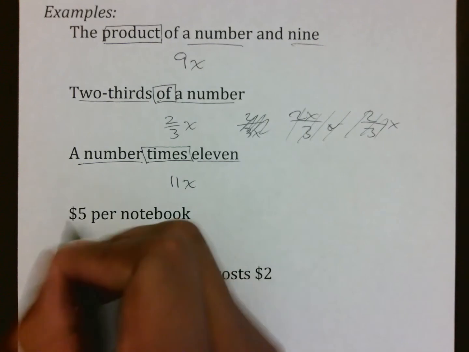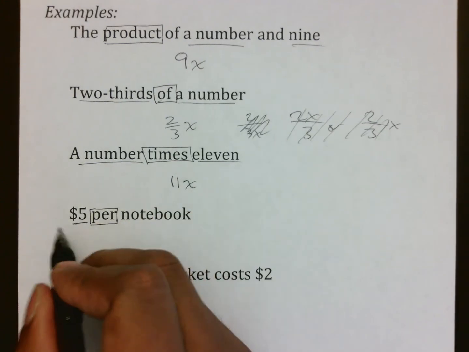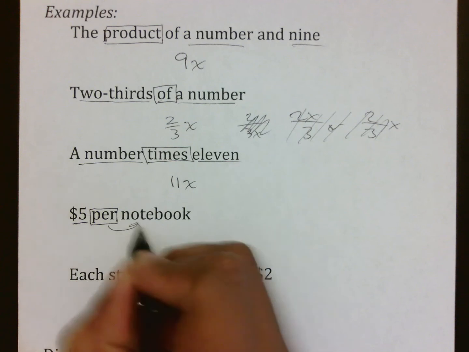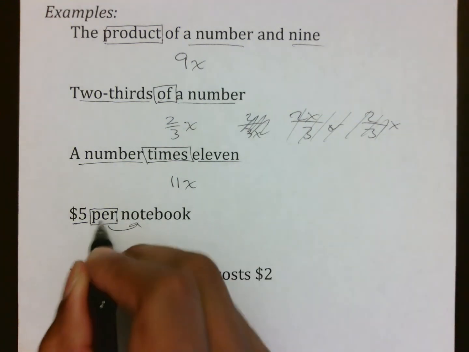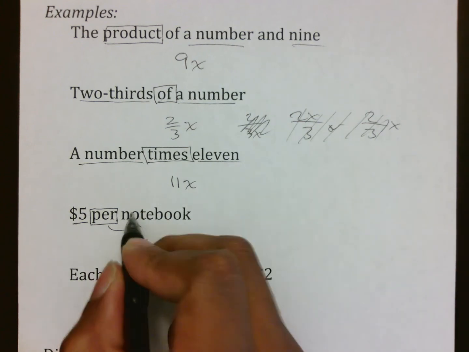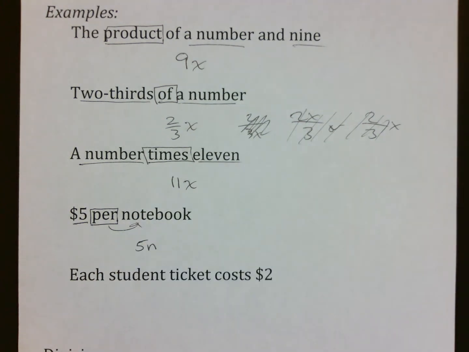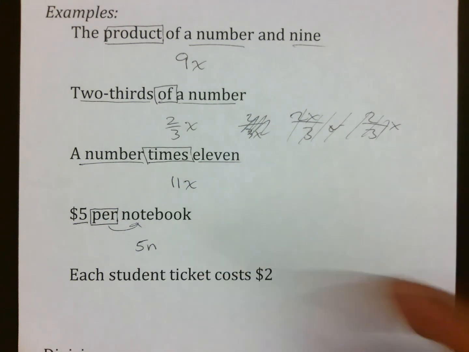$5 per notebook is tricky only because, yes, "per" is the prompt, 5 is our number, but it's 5 per what, and it's per notebook. So what we probably want to do here is use a variable that makes sense, because we're talking per or each. So we're going to do 5n, because n would stand for notebooks here. So again, 5 per notebook, I would do 5n because it's 5 times each notebook.